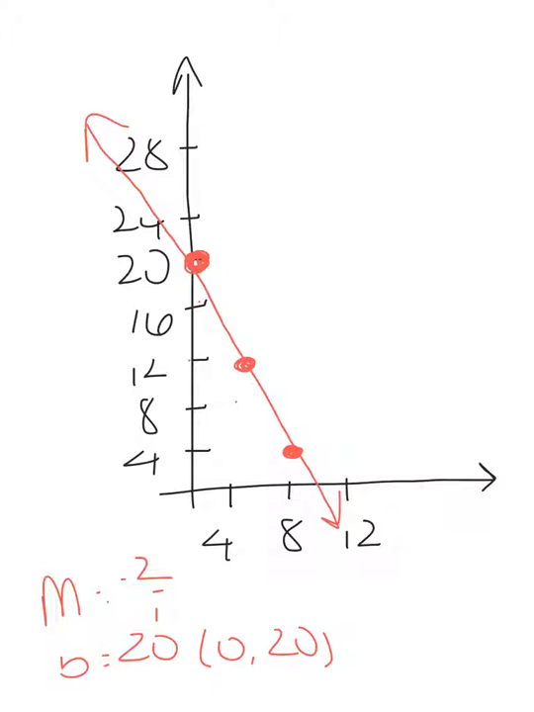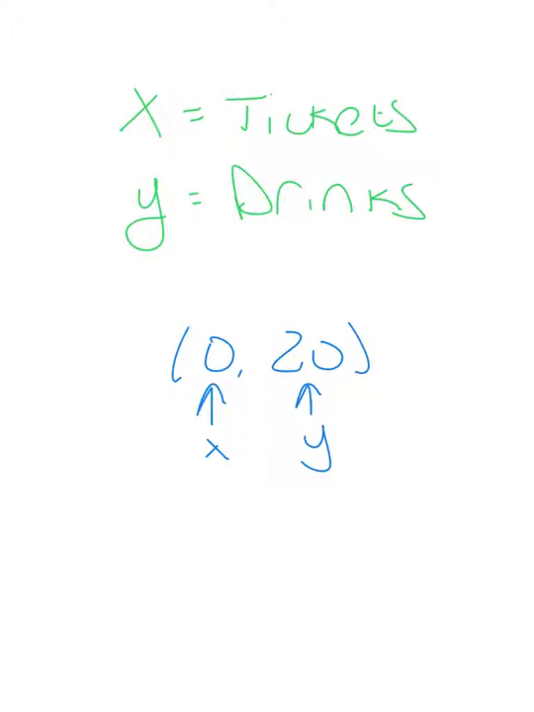The last question is, what does the point 0, 20 represent? So if I think what it means, if you go back to the original description, it says the total cost of X movie tickets and Y drinks. So X represents movie tickets, Y represents drinks. So if she bought 0 tickets, that means that she could buy 20 drinks.